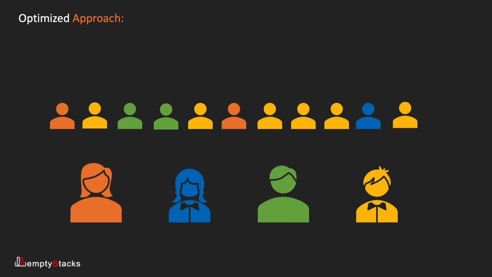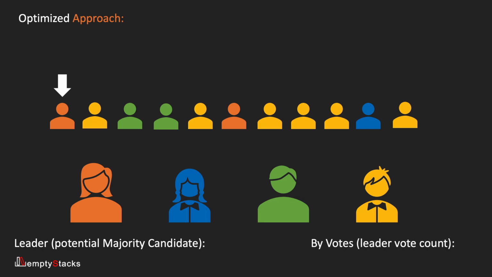What if we start from the first element of the array, or the first voter, and iterate towards the last voter? At every step, we keep track of 2 things. First, who can be a potential leader, and secondly, by how many votes. So in this example, we see that the first voter voted for orange, so we can make orange a potential leader, and that by 1 vote.